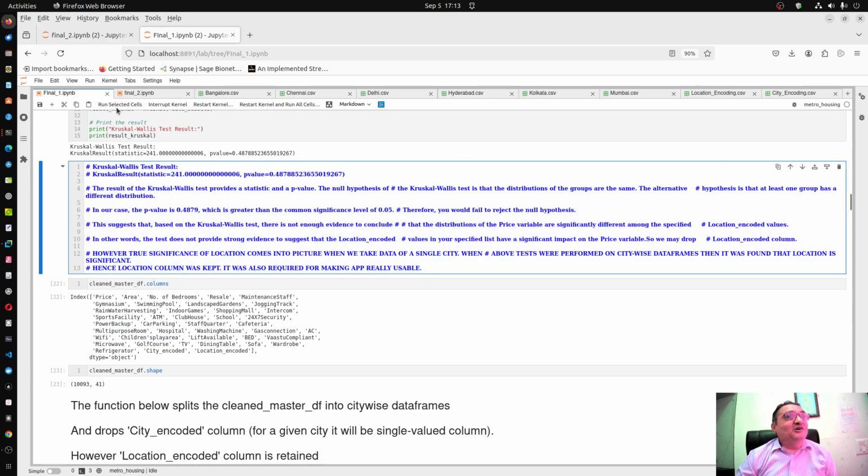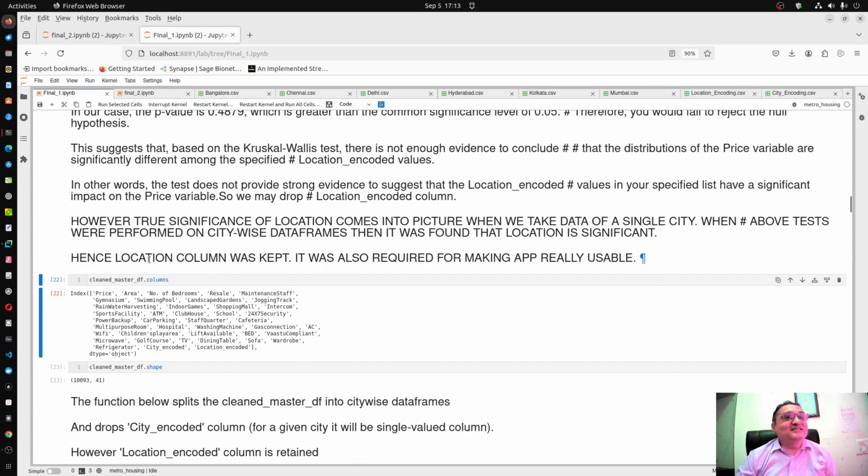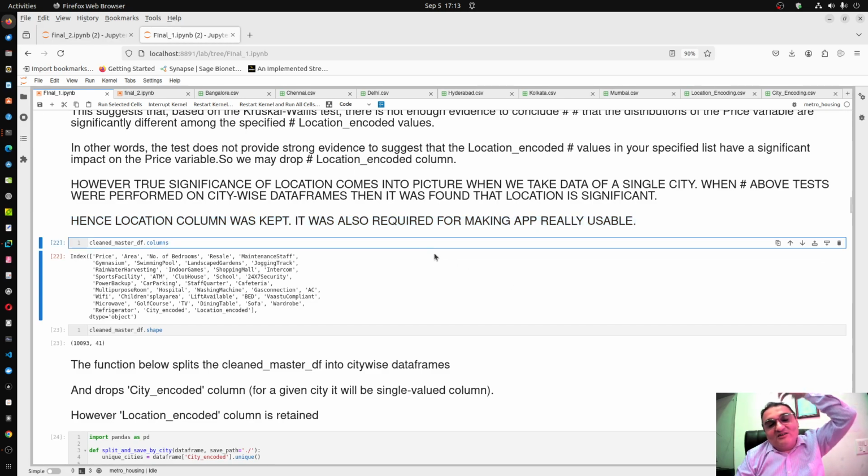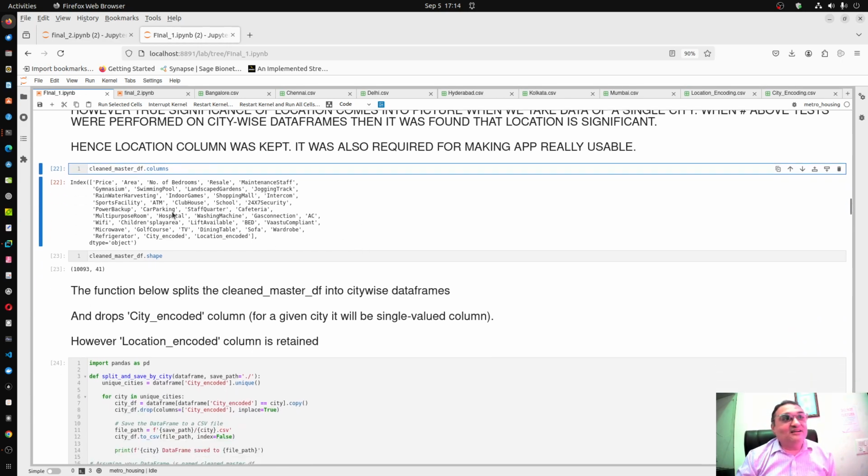once again for individual city-wise data frame. And the true significance of the location column was found when we took the data of a single city and the same test was performed. Then it was found that location is also significant for a given city. Location is significant, so then we decided to keep it, and that suddenly caused a big jump in the accuracy level and R square. From around 64% R square, we directly went above 90%, or 93% R square. You can imagine the jump.